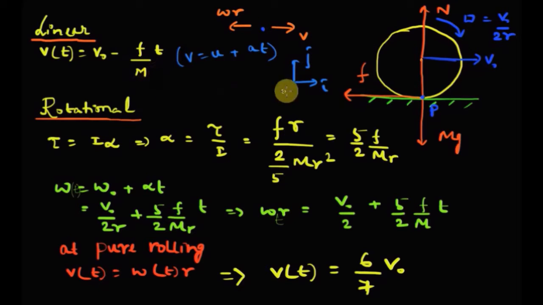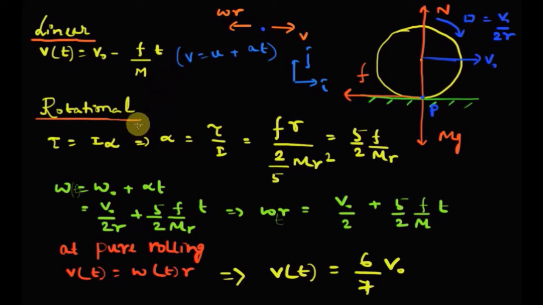Now why minus f by m? The reason is that if we look at this free body diagram, the normal reaction and the weight balance each other. So the net force which acts on this fireball is the force of friction F, which acts in the minus i cap, the negative direction. So the acceleration of this fireball will be minus F by m. So the velocity at any time t will be given by v naught minus F by m t.